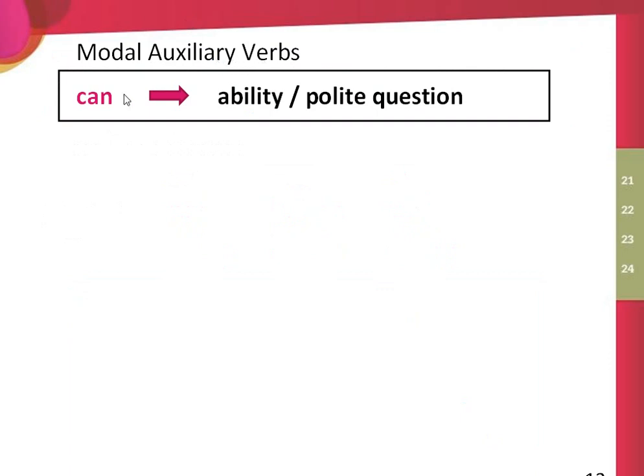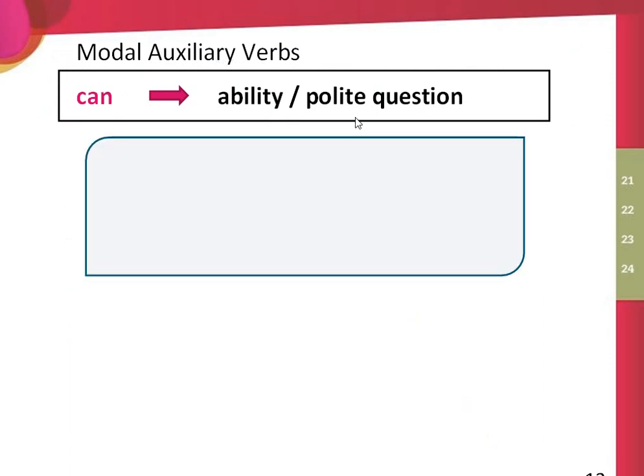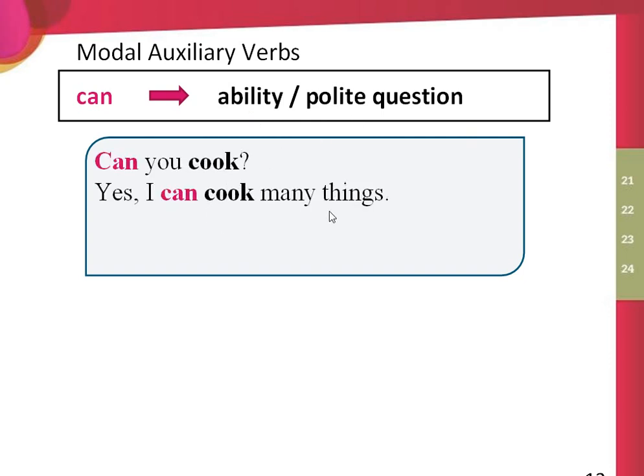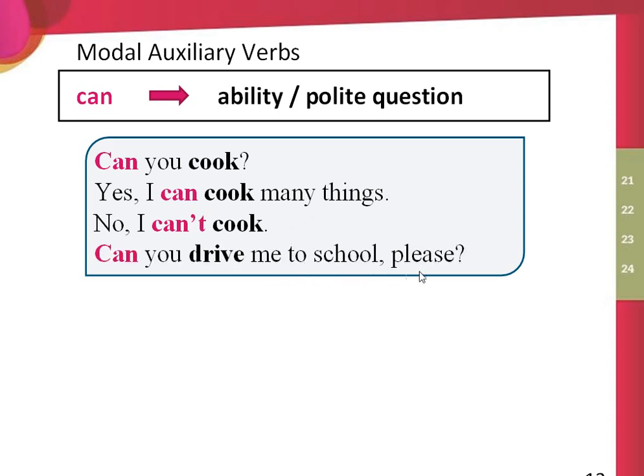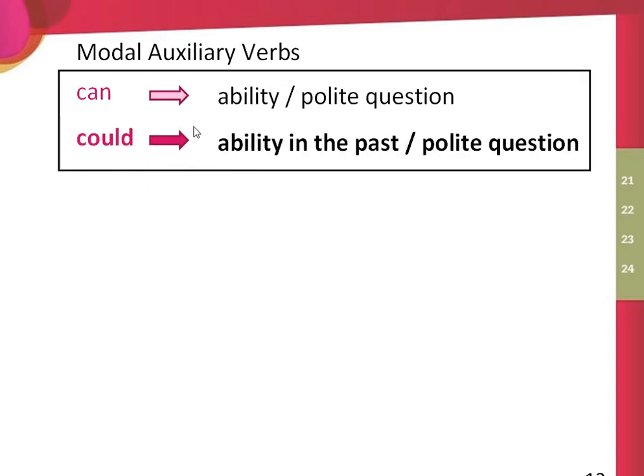Modal auxiliary verbs. Can indicates ability or a polite question. Examples. Can you cook? Yes, I can cook many things. No, I can't cook. Can you drive me to school, please? So we have here in sentence number 3 a polite question. And examples 1, 2, and 3. In this case here, I have an ability, my ability to cook.